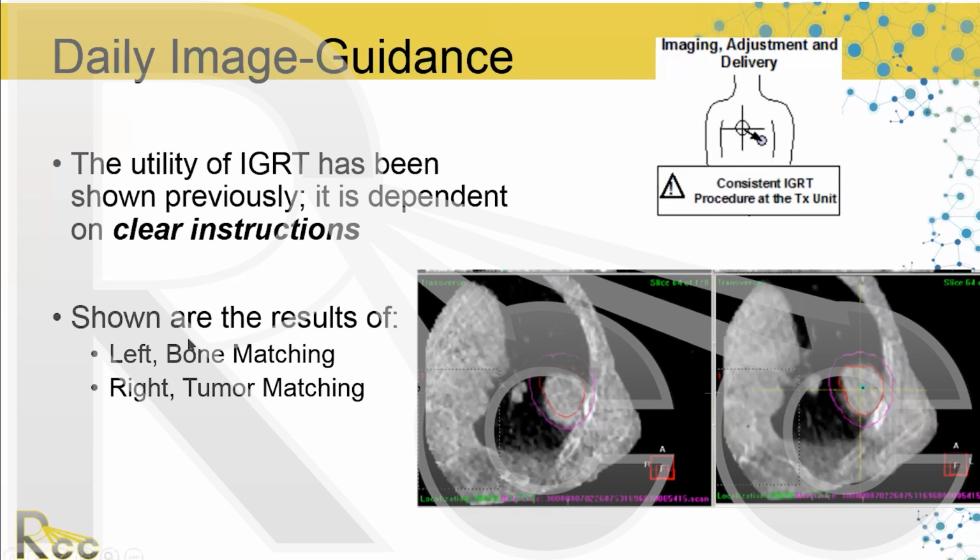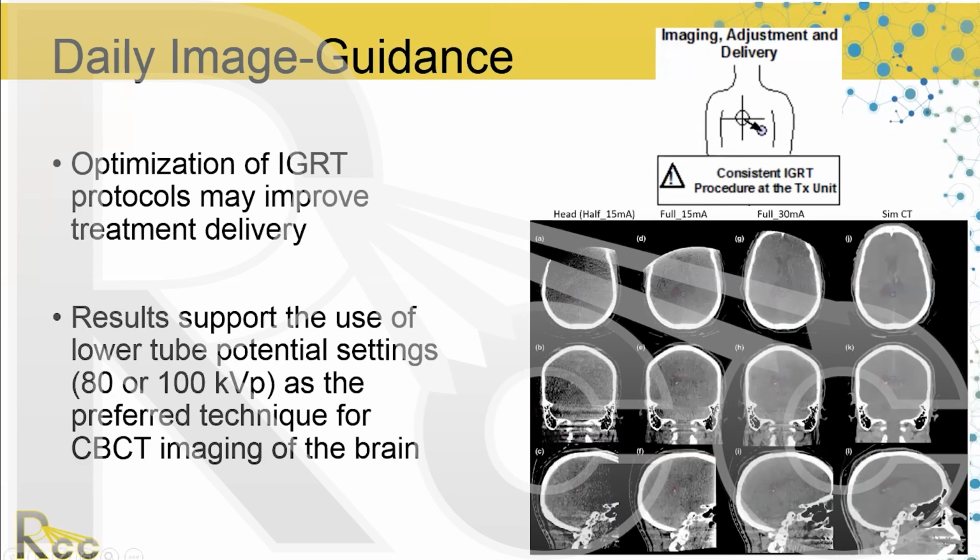So here, showing the bone matching versus tumor matching, and how it aligns in the target. So the daily image guidance, those cone beams, often these protocols can be further optimized. Whether you use a low kV or a high kV, lower kV is going to give you more contrast. It's also going to give more dose.